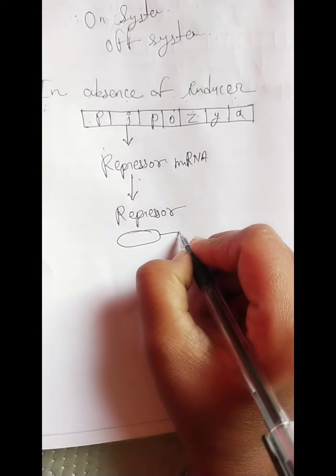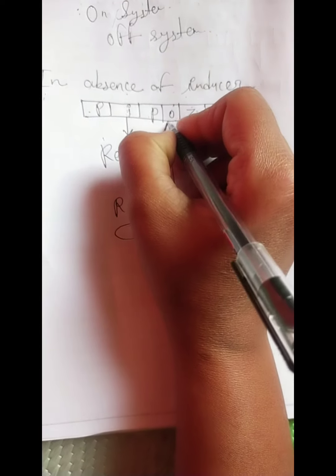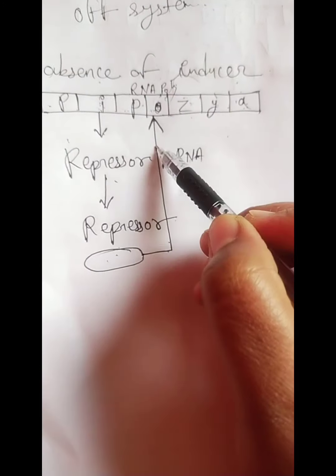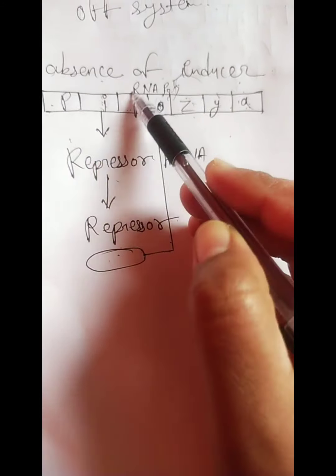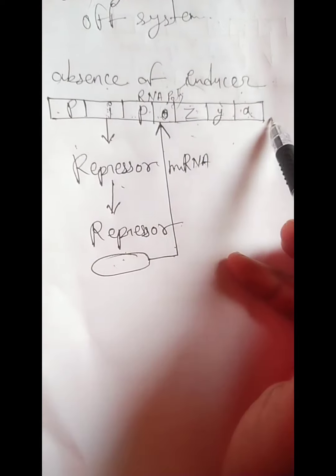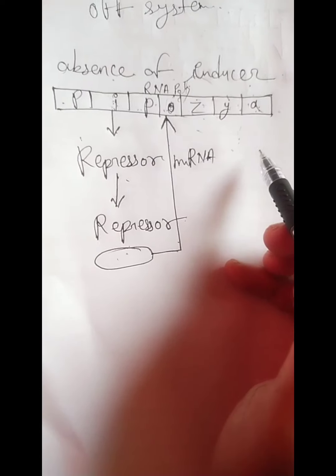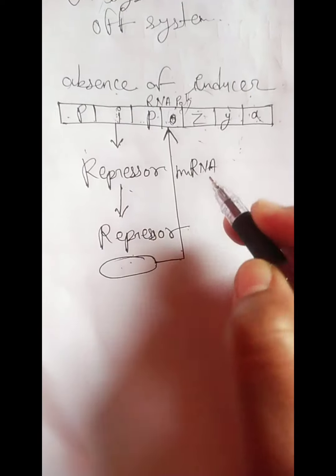This repressor will bind with the operator. Here, the repressor protein binds to the operator region and it prevents RNA polymerase from transcribing the operon. So here, no protein formation occurs, no transcription, no translation. The system is called OFF system, inactive system.